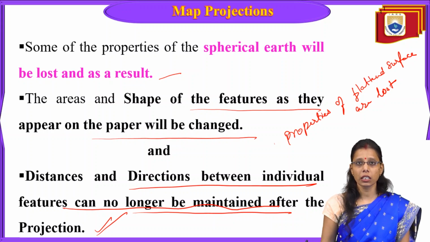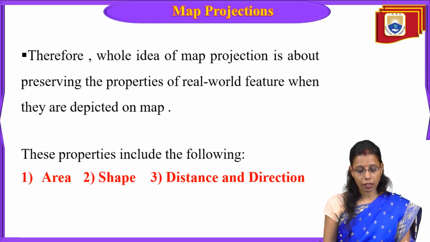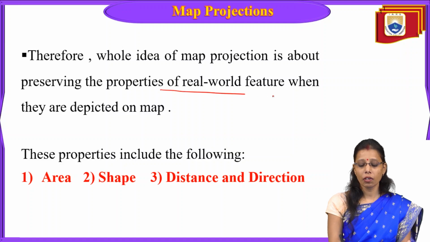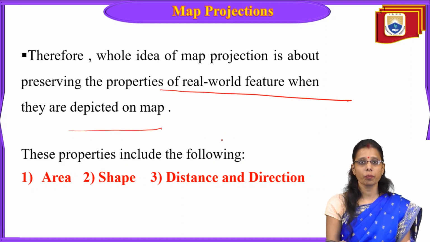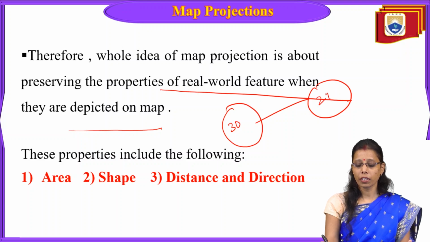The spherical Earth will lose its properties, and as a result, the shapes, directions and individual features will no longer be maintained after the projection. Therefore, the whole idea of map projection is about preserving the properties of real world features when they are depicted on the map, from 3D to 2D.